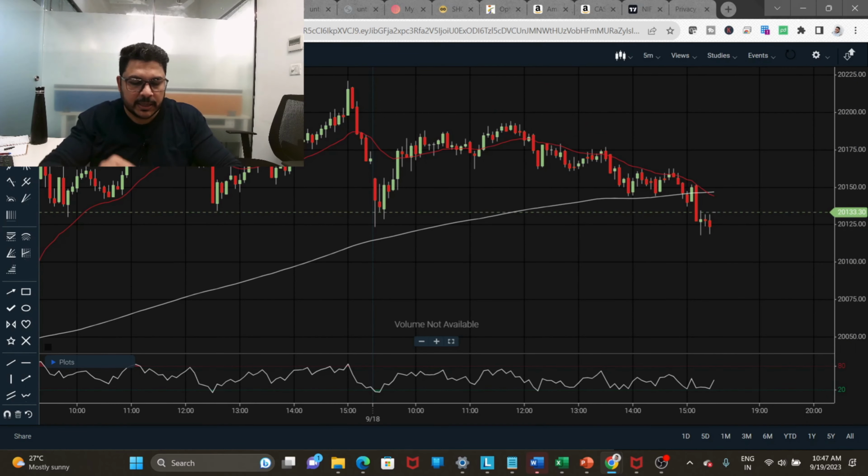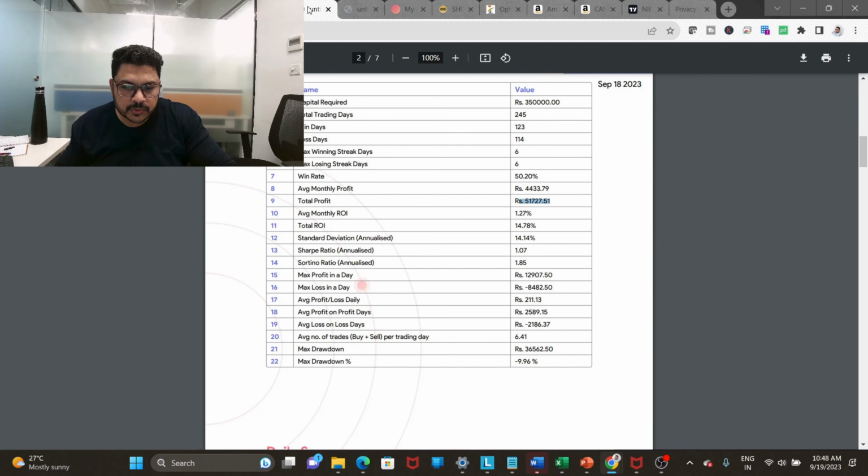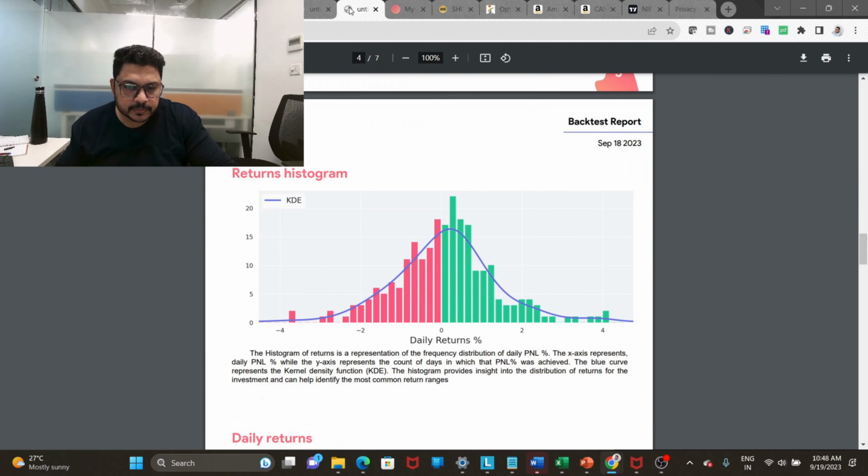Okay, so this is the state which you need to get into, and you need to ensure that whatever strategy you are using or whatever backtesting you are doing, even if it is a 60% win rate with a decent return, let me show you an example. Let me show you the strategy details.